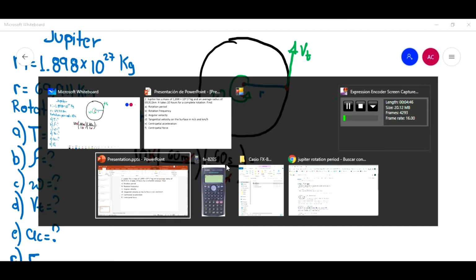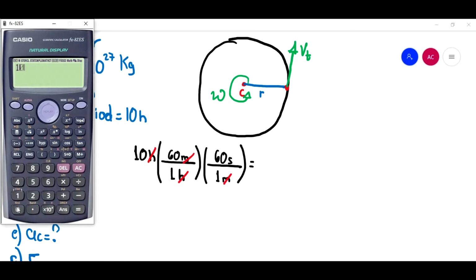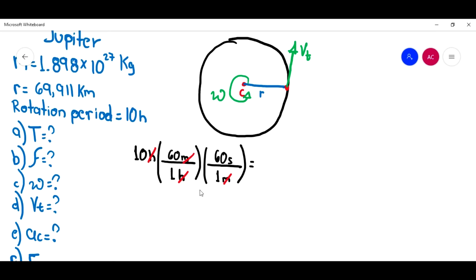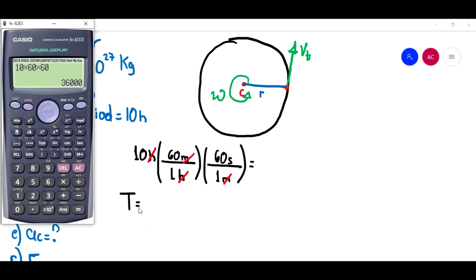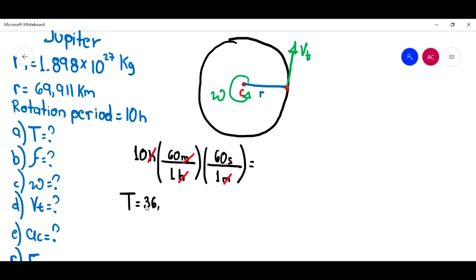So let's get the calculator. It's gonna be 10 times 60 times 60, so it's going to be 36,000. So the period for Jupiter is going to be 36,000 seconds. And I'm gonna circle this with red because that is the question, well, the letter A.